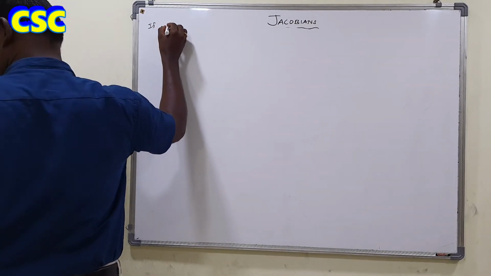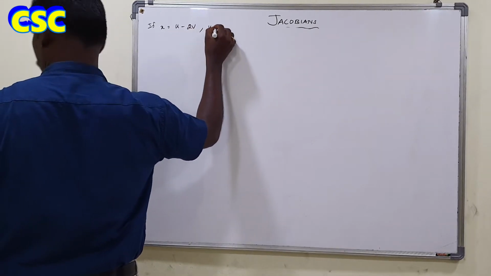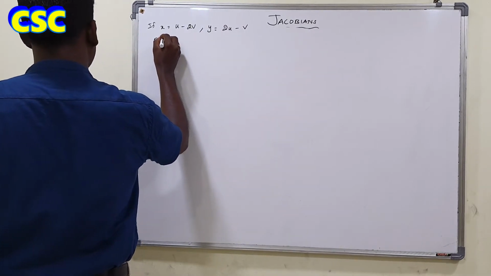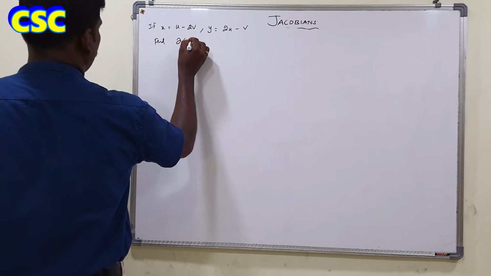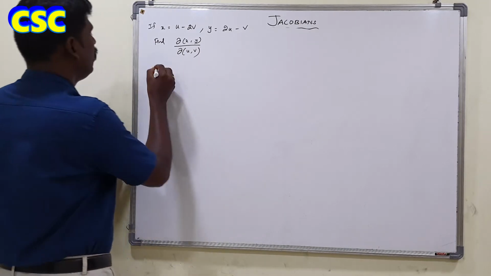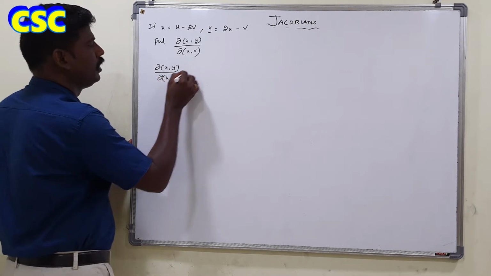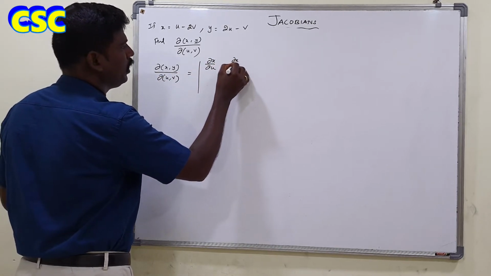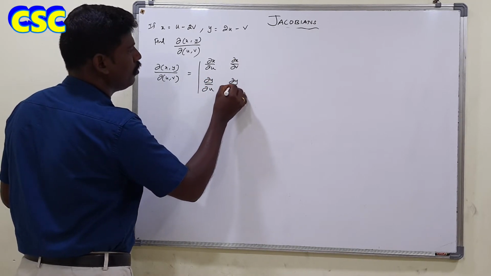If x is equal to u minus 2v and y is equal to 2u minus v, find dou of x comma y with respect to dou of u comma v. So what is this? That is equal to dou x by dou u, dou x by dou v, dou y by dou u, dou y by dou v, isn't it?